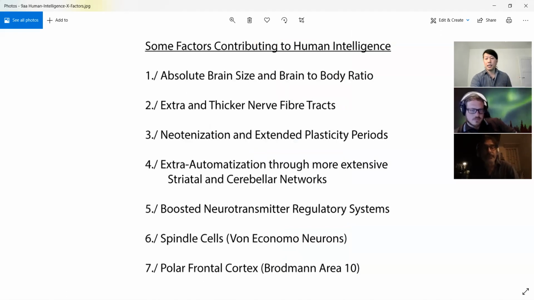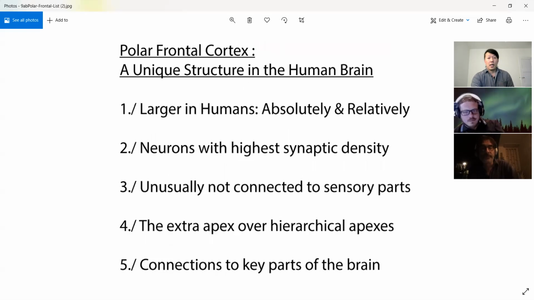I'll skip this because we basically want to concentrate time on this really important part. This is just to show other factors that are involved in why human intelligence is so special and unique. So these are factors. What's really critical is this polar frontal cortex. We're going to concentrate on the polar frontal cortex. So it's unique. What's special about it?